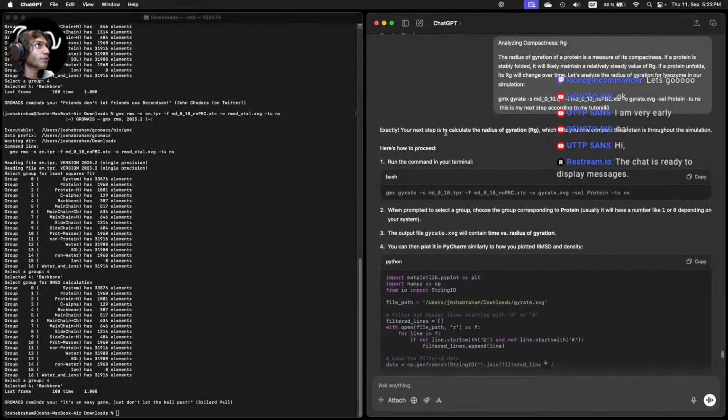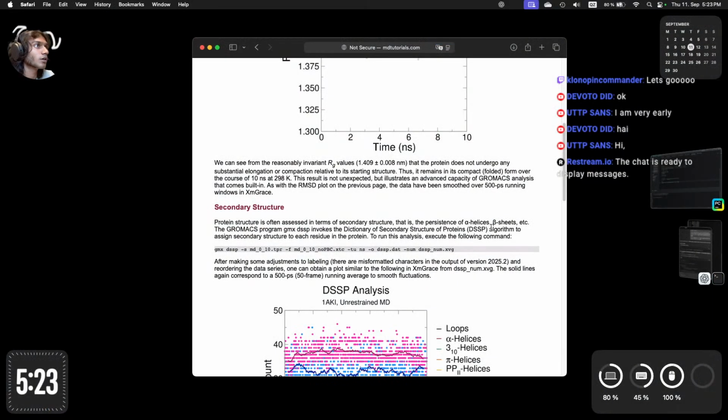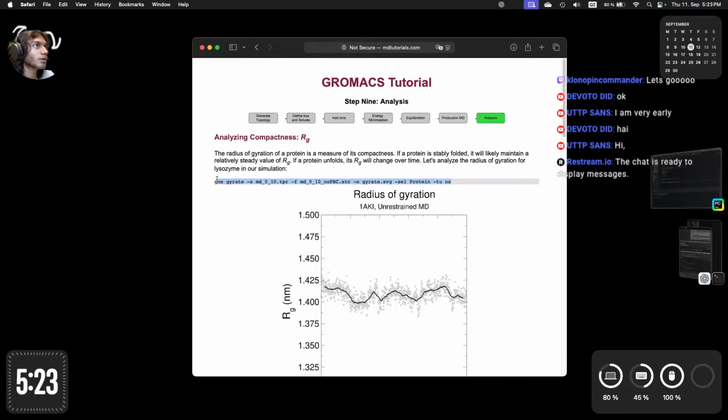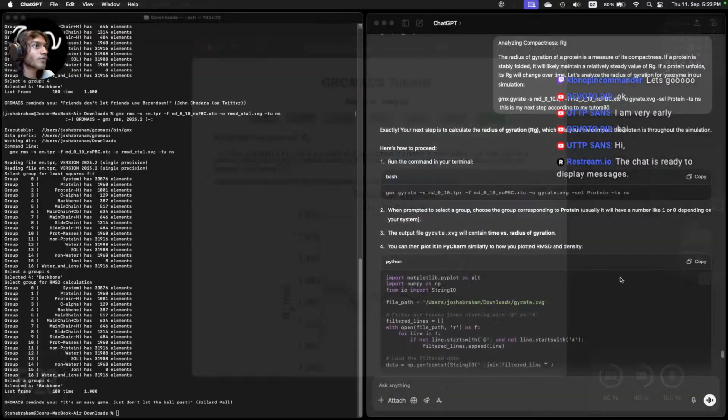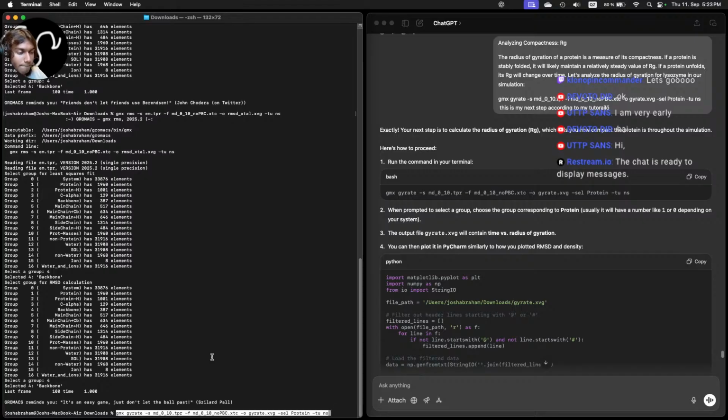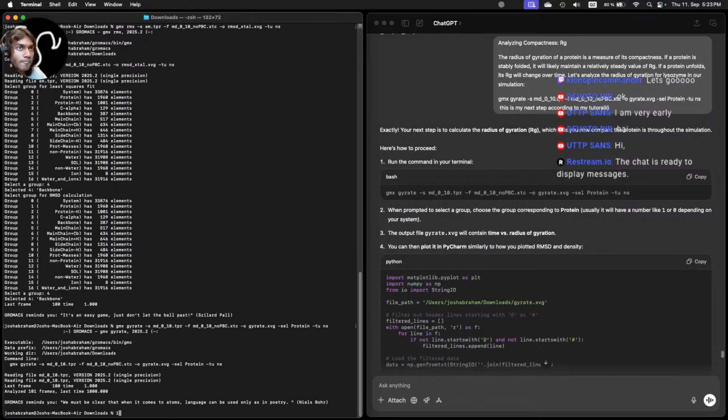Next up, calculate the radius of gyration. Run the command. When prompted to select a group, choose a group corresponding to protein, usually number 1 or 0 depending on the system. Okay. I got it.